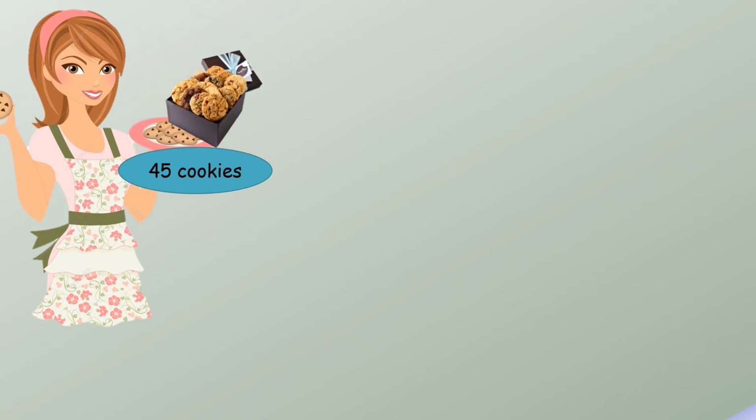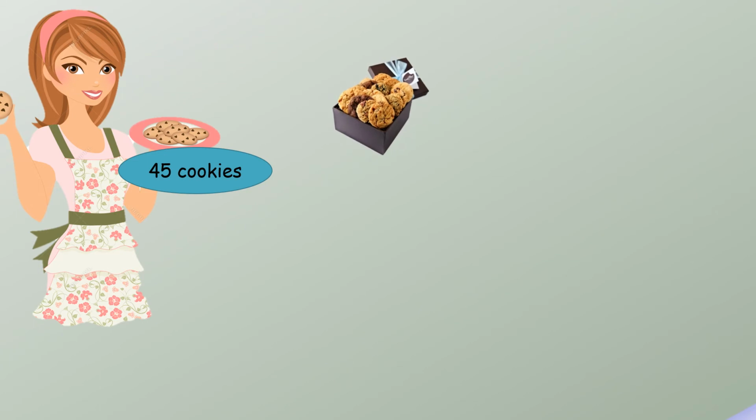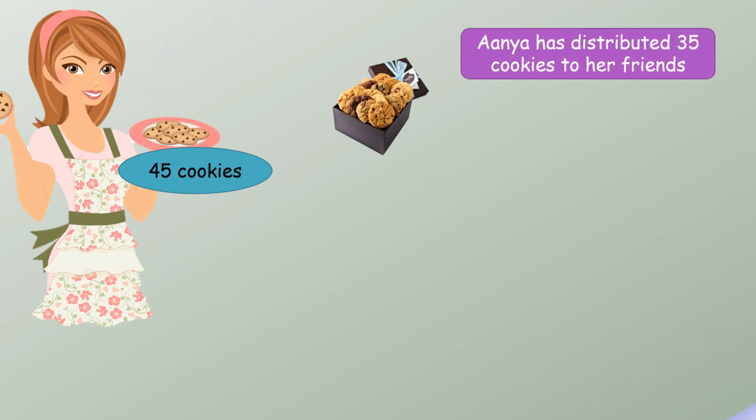This is Anya, who baked some yummy cookies for her friends. Are they looking yummy? These are 45 cookies she baked just now. And from these 45 cookies, she has taken some and packed them in a box to give to her friends. But she has not given all the cookies to her friends.